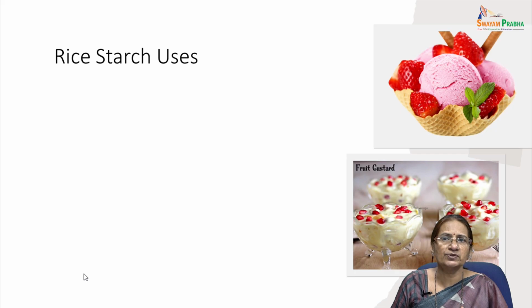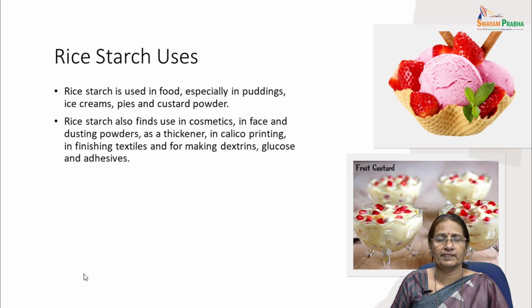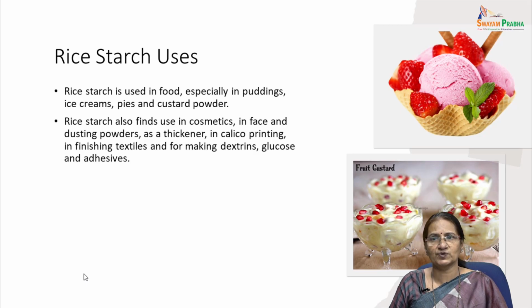Rice starch is used in food, especially puddings, ice creams, pie and custard powder. Its principal use is in the laundry as a stiffening agent. Rice starch also finds use in cosmetics, in face and dusting powders, as a thickener, in calico printing, in finishing textiles, and for making dextrins, glucose, and adhesives.